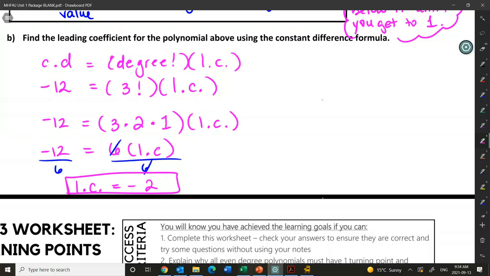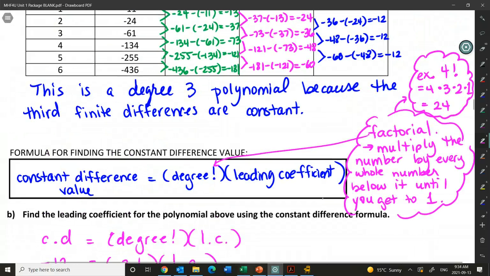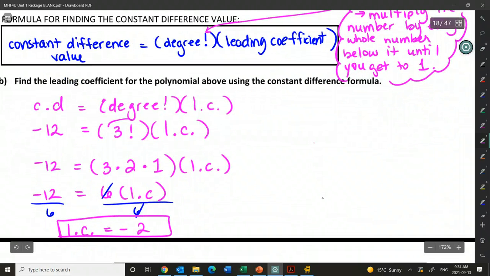Zach? Why do you put the exclamation point beside the 3? So that's what we talked about above, it means factorial. So what it means is I will take the degree and multiply it by every number below it until I hit 1. It's like a mathematical operation, like a square root or a squared or something like that.